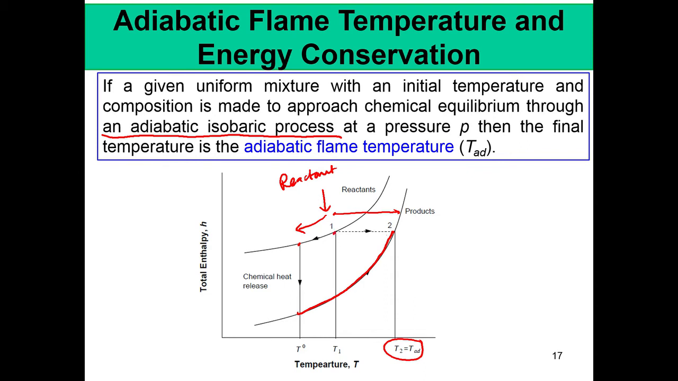Okay. So, please remember this, that there is no additional energy coming from anywhere else, it is the chemical energy that is converted into sensible energy, sensible enthalpy, okay, and that energy conservation between the reactants and the products gives you the adiabatic flame temperature.